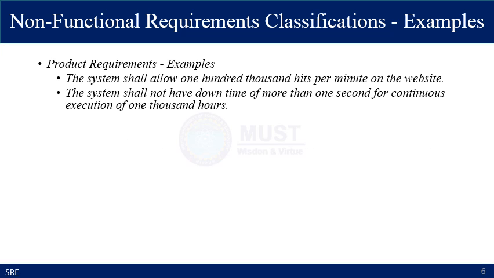So here is an example of a product requirement: the system should allow 100,000 hits per minute on the website. So it is basically a constraint on the functional requirement that your system must allow 100,000 hits per minute on your website. Similarly, the system should not be down for more than 1 second for continuous execution of 1000 hours. So this is the requirement which relates to the availability of your system.